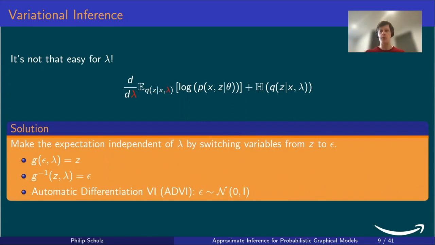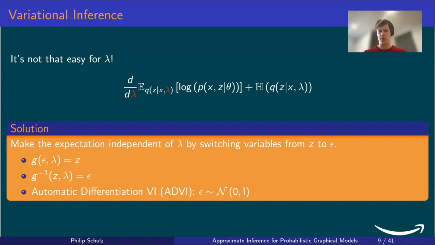So in particular, we'll try to find a variable epsilon and define a mapping between epsilon and Z. So both epsilon and Z are random variables. However, the trick is to design epsilon so that it does not depend on lambda, right? Because we want to get rid of this lambda here in the expectation in order to then push the gradient operator inside the expectation. Okay, so basically what we need to find is a mapping that maps Z to epsilon.